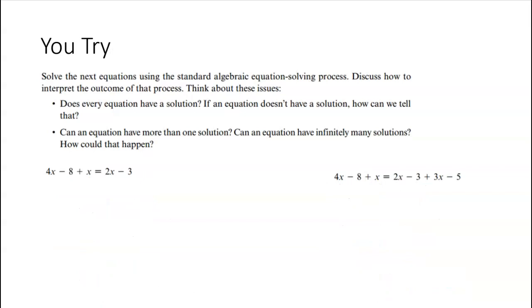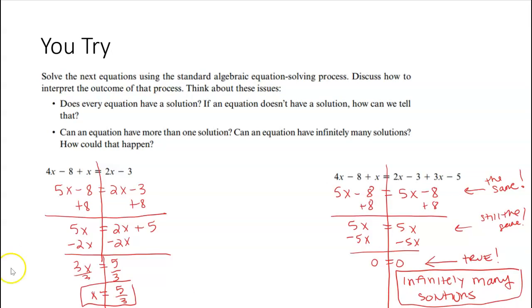Go ahead and give this a try. Press play when you're ready to see the solution. And that concludes section 9.3.